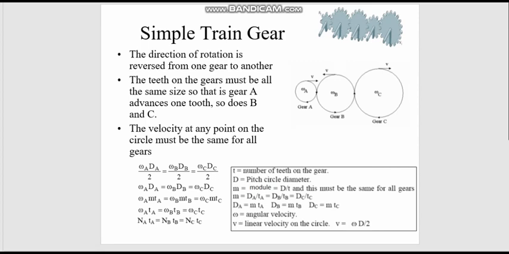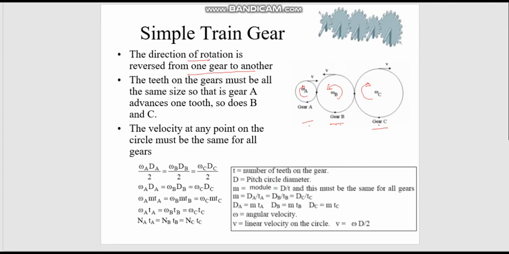So first, the direction of rotation is reversed from one gear to another. If you have a gear train as in the figure here, so this is gear A, gear B, and gear C, then basically the direction of rotation is reversed from one gear to the next. So if A is rotating clockwise, then gear B will be counterclockwise, and accordingly gear C will be clockwise, right?